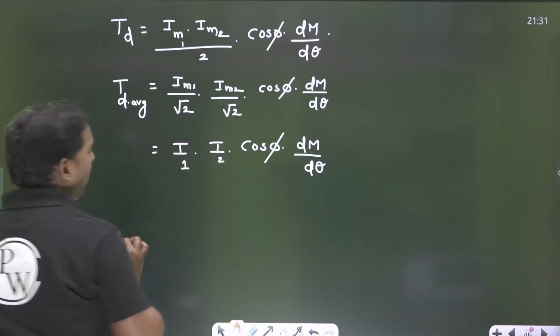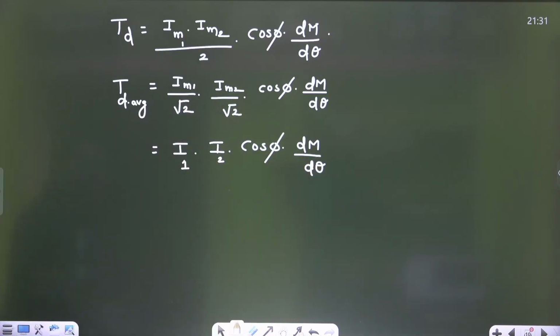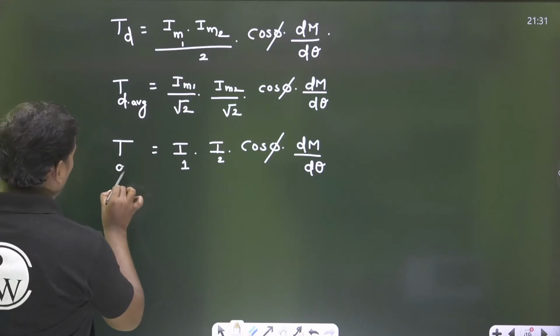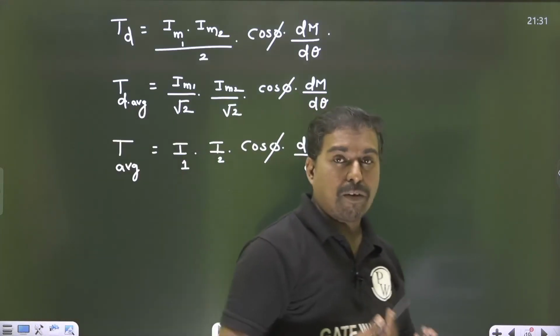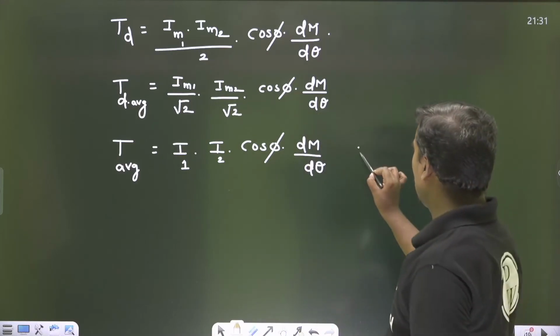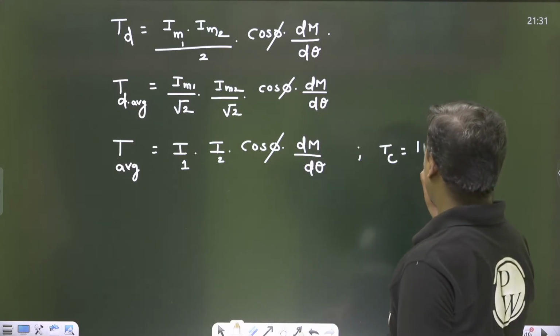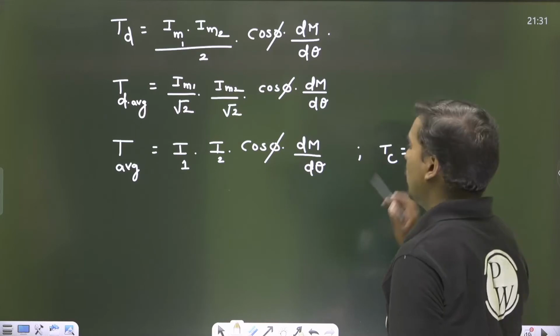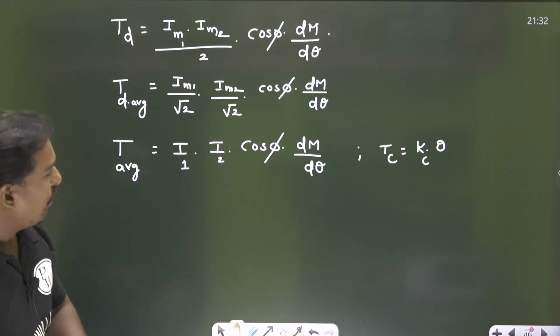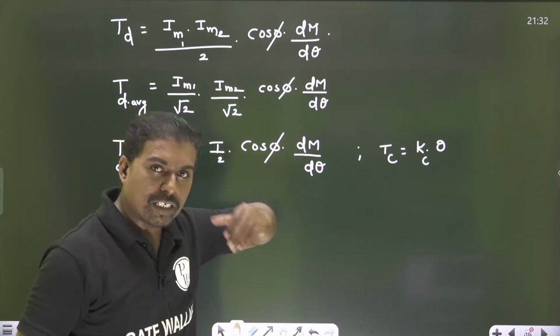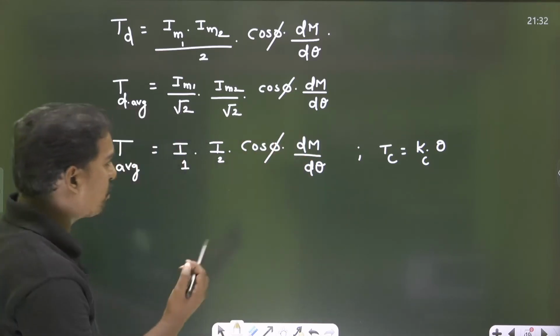Here the point is, if you compare this expression of average torque, generally what is the power expression? Before that we will take Tc is equal to Kc into theta. Power means VI cos phi, yes or not? So VI cos phi should come and this dM by dθ term should not be there. So for that, a small adjustment.